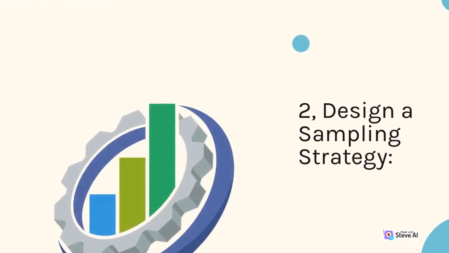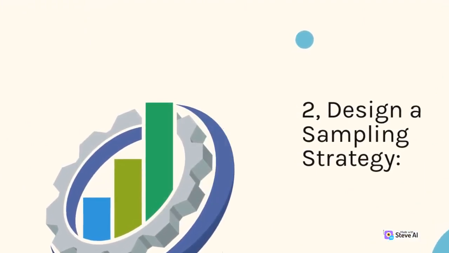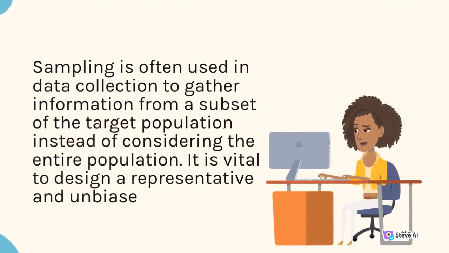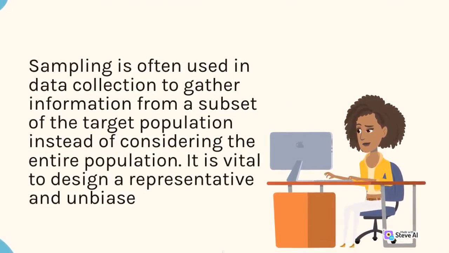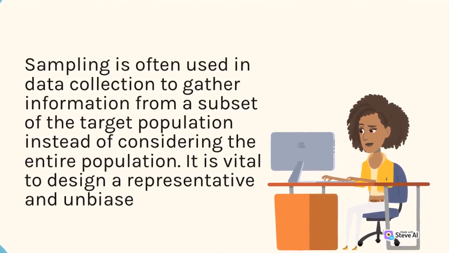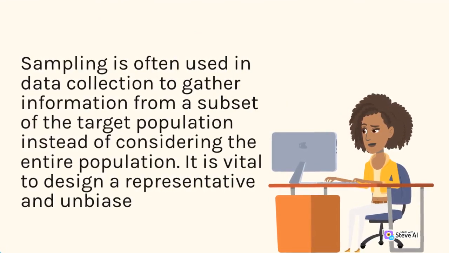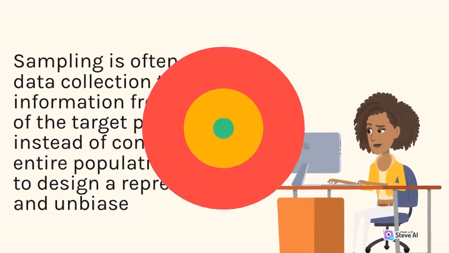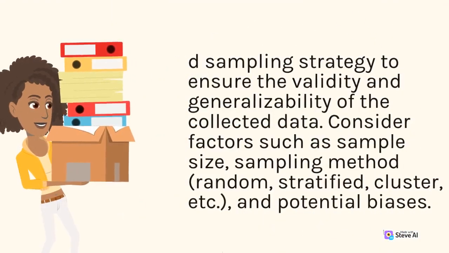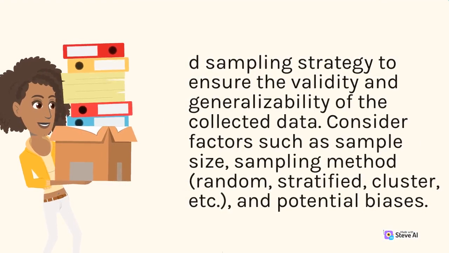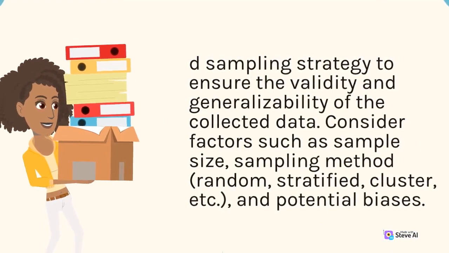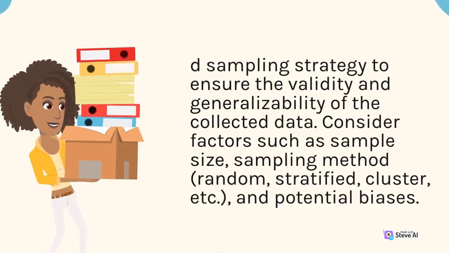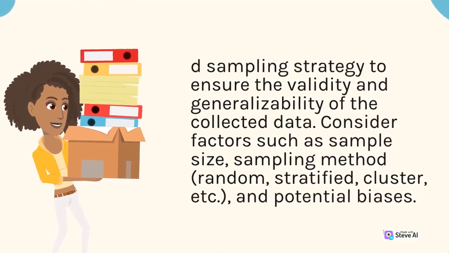2. Design a sampling strategy. Sampling is often used in data collection to gather information from a subset of the target population instead of considering the entire population. It is vital to design a representative and unbiased sampling strategy to ensure the validity and generalizability of the collected data. Consider factors such as sample size, sampling method, random, stratified, cluster, etc., and potential biases.